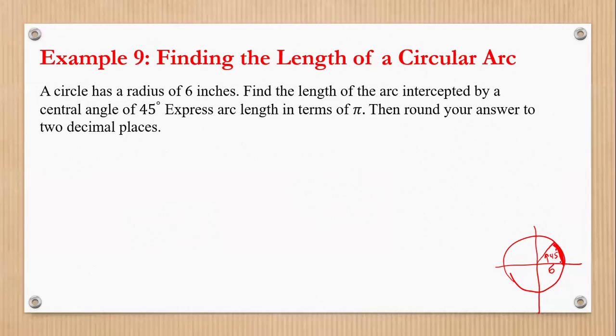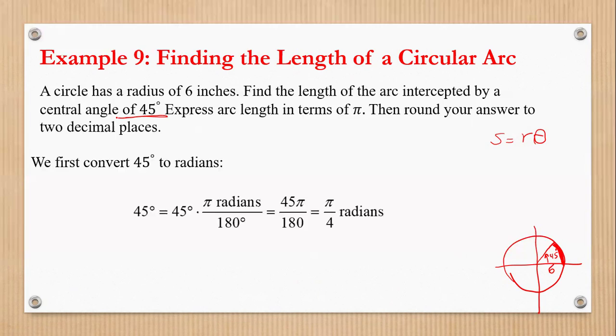Okay, the length of the arc is S equals R theta. But I know the data that I'm replacing into this formula must be in radian, and right now my angle is in degree. So what do we do? We need to convert it to radian. How do we convert 45 degrees into radian? By multiplying by pi over 180. And if you multiply by pi over 180, you get pi over 4. So 45 degrees is pi over 4 radian.